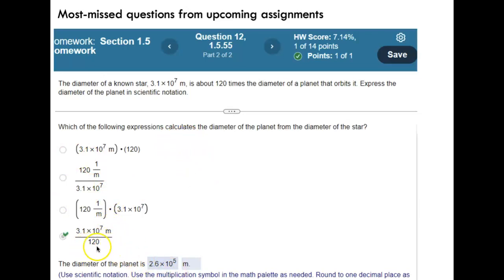And we're just plugging this into our calculator. 3.1 times 10 to the 7th, divided by 120. And then we express our answer in scientific notation as 2.6 times 10 to the 5th power, a number of meters.